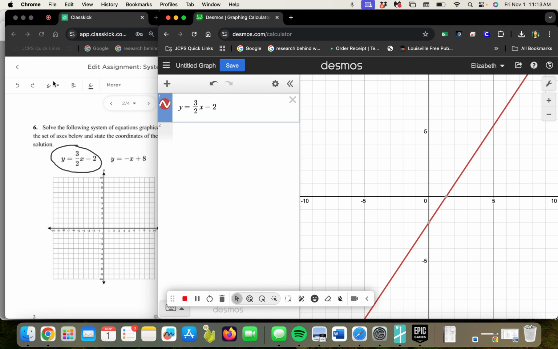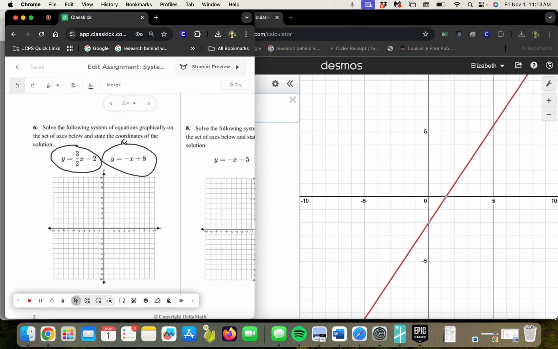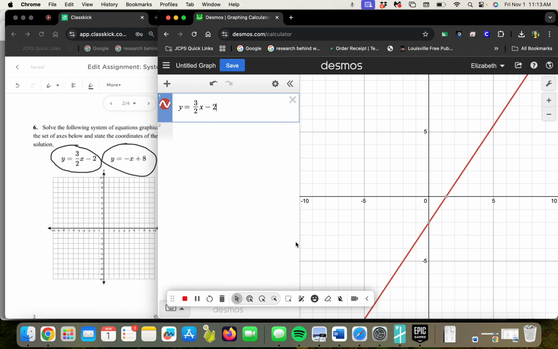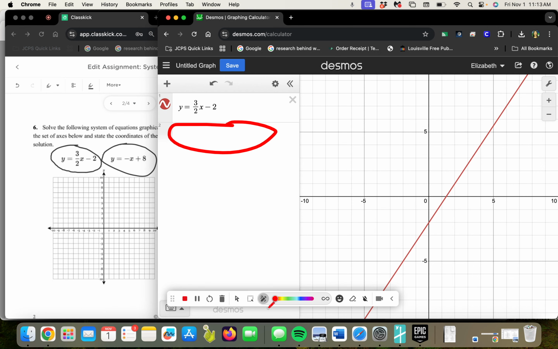To enter the second equation in my system, I am going to click underneath the one I've already typed.